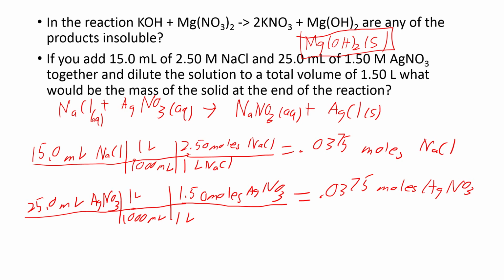So now what we need to do is convert them both to our solid, our silver chloride, to see what our limiting reactant is, if there is one. So I'm going to write this number down on a piece of paper. That way I can erase what's shown so far, and we can keep using it.